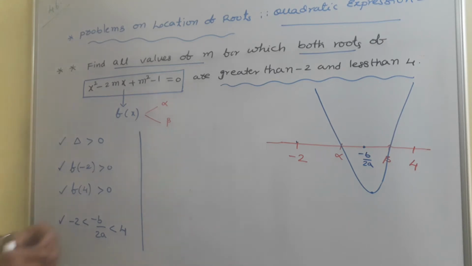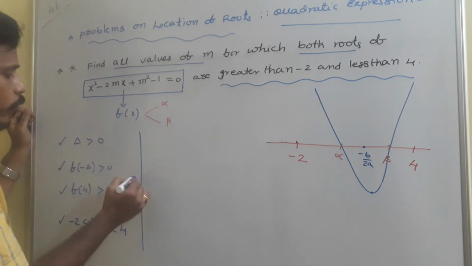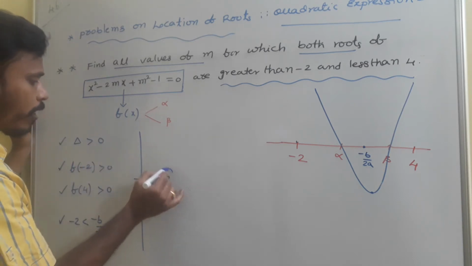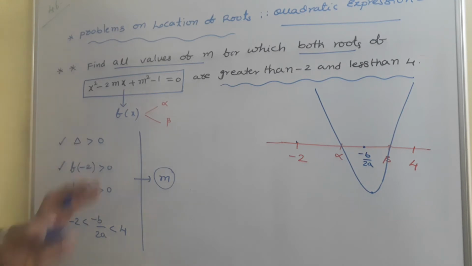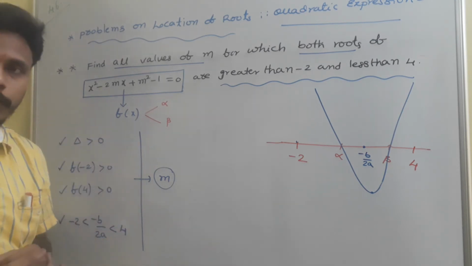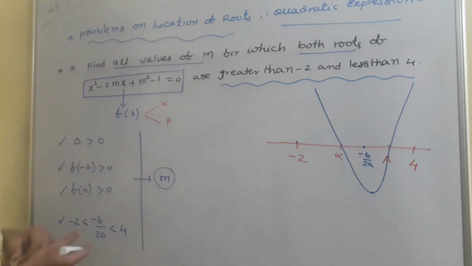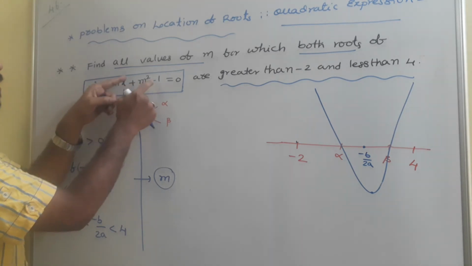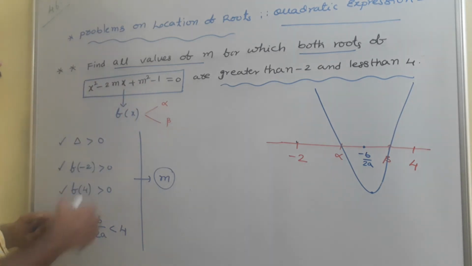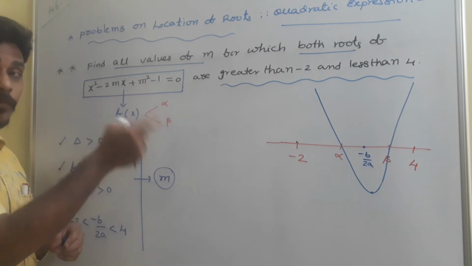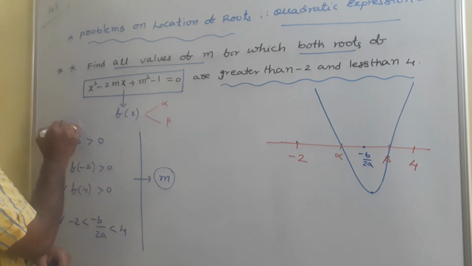This is one idea of the problem to solve. And one more thing is, if you solve all these things, you will get the values of m. This is just by analyzing the conditions. And one more way is x square minus 2mx plus m square minus 1 equals 0. Now it is easy in another way. Okay, this is one way. You may say it as method 1.